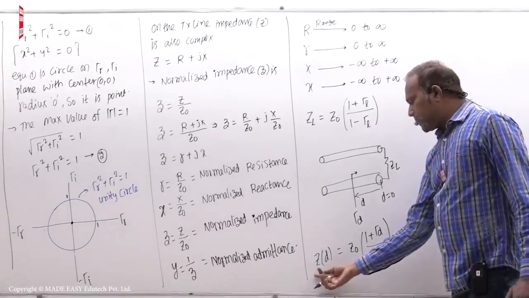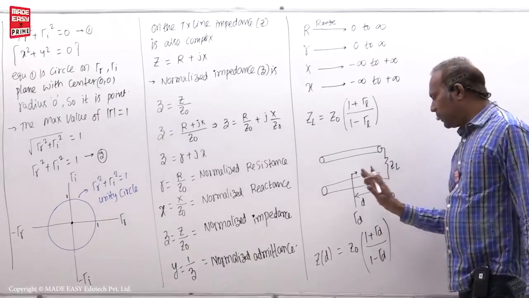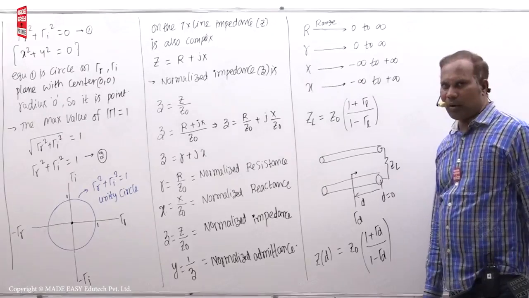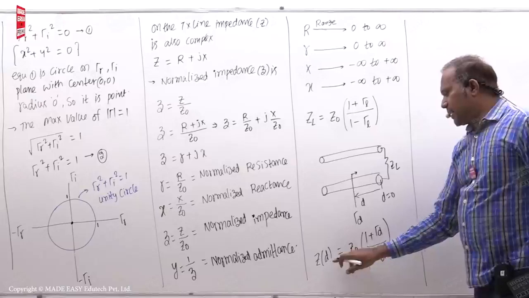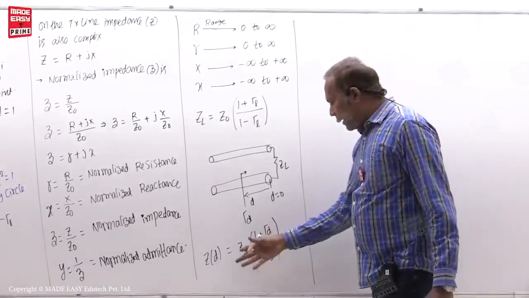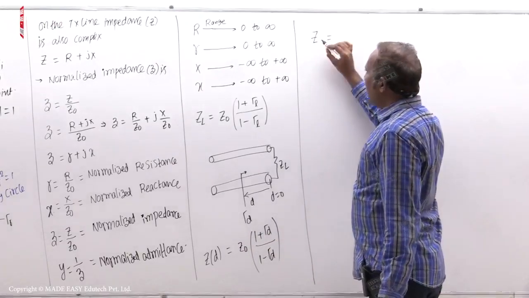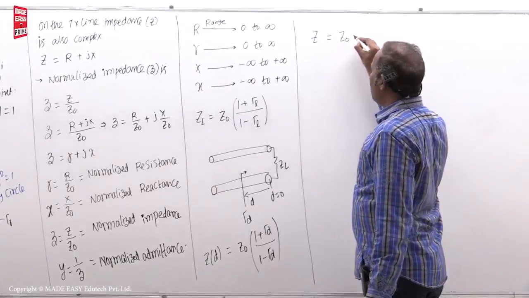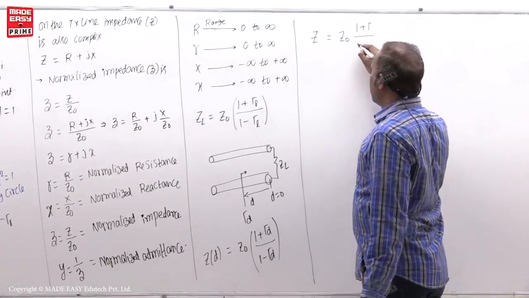So, the impedance at D distance on the transmission line from load is equal to Z naught into 1 plus reflection coefficient at D distance from load, divided by 1 minus reflection coefficient at D distance from load. We are not going to put these suffixes D. So, this is the generalized equation. In general, the impedance of the transmission line at any distance is equal to Z naught into 1 plus reflection coefficient on the transmission line at that distance.